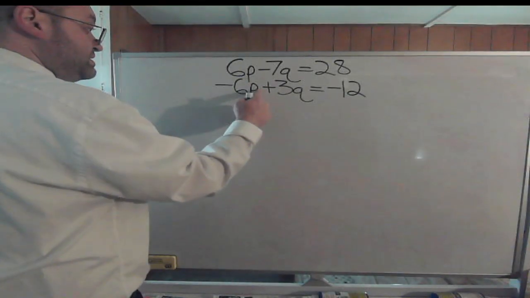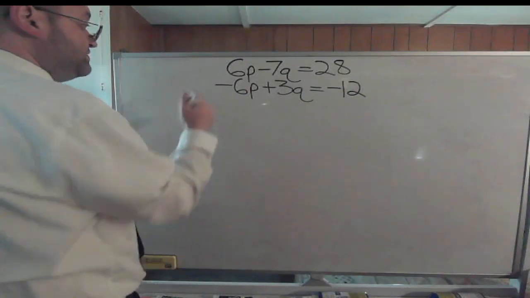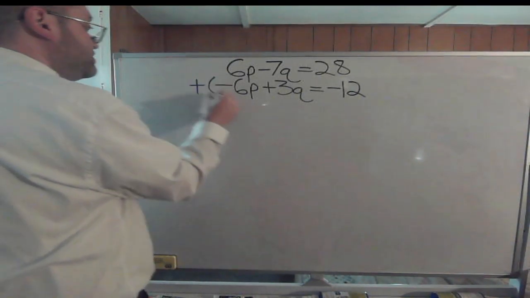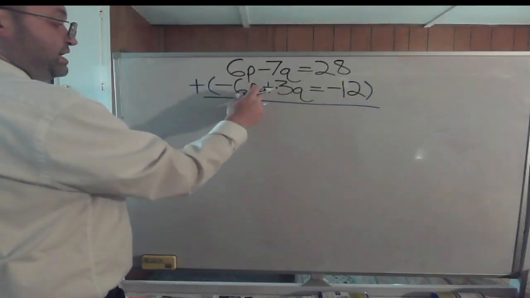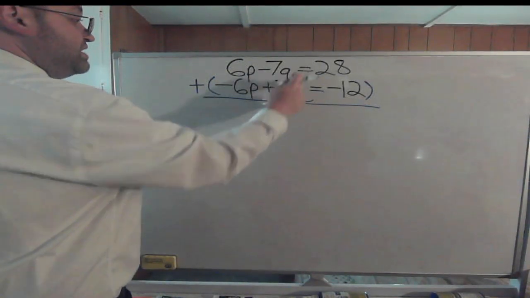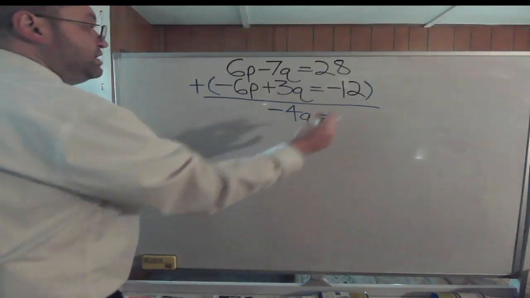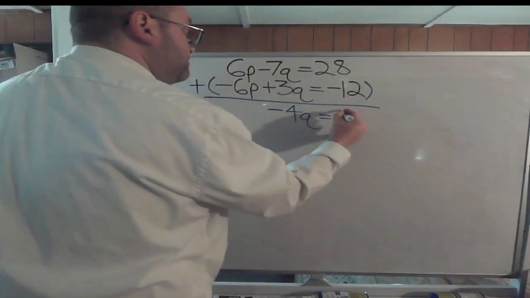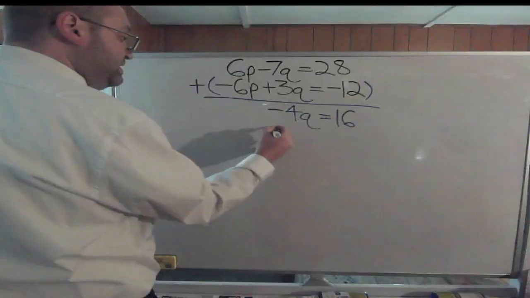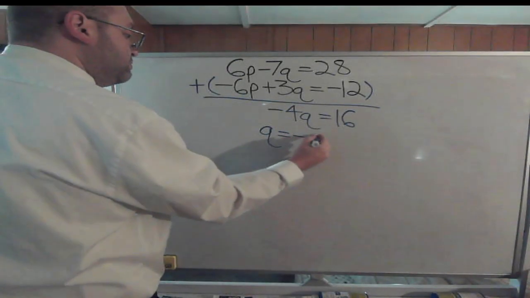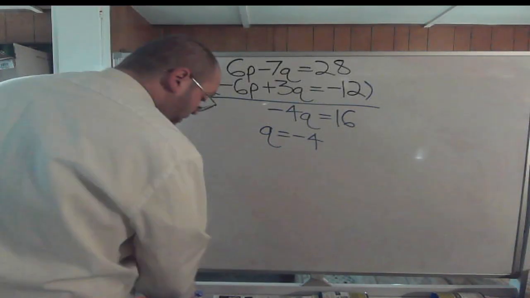Well, on the p's, we have one coefficient of positive 6, one coefficient of negative 6. So we can add the two equations together and we can eliminate the p variable temporarily. So 6p minus 6p is 0. Negative 7q plus 3q, that's negative 4q. Then you have 28 minus 12, that's going to be 16. So we have negative 4q equals positive 16, which means q equals negative 4. So the q coordinate is going to be negative 4.